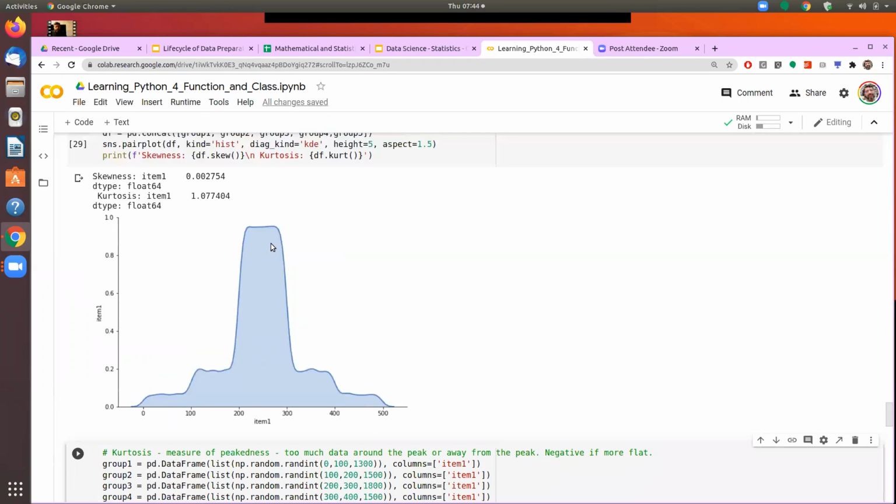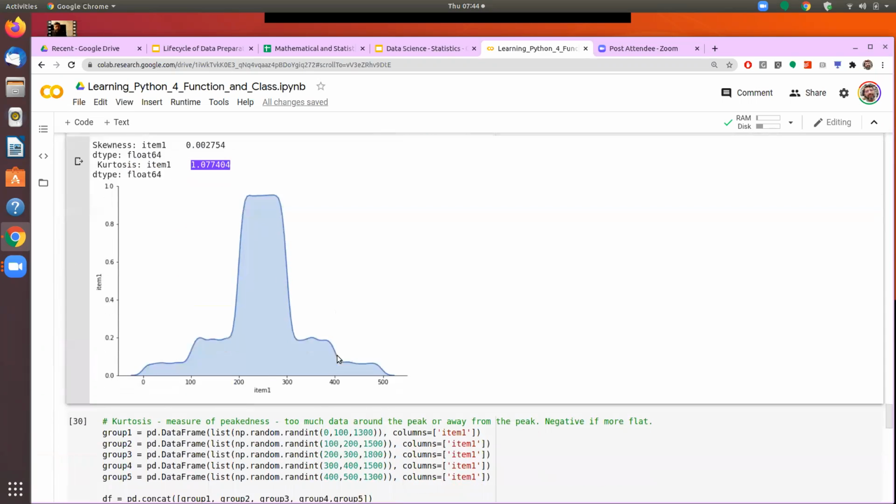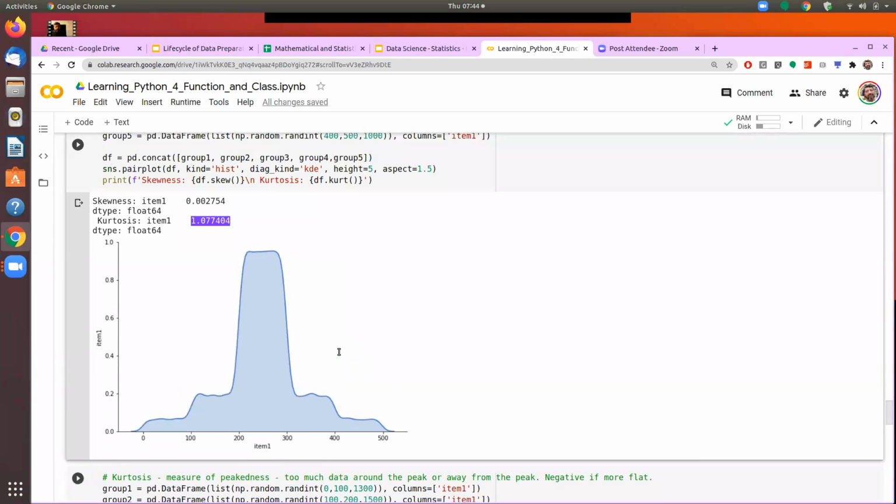And if we have the kurtosis number as more than 1, and it is positive, then we should understand that my data set actually has a sharper peak. It means that a lot of data is just around the mean, and the dispersion of the data is not that much.